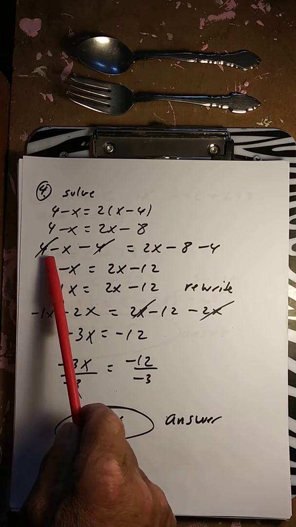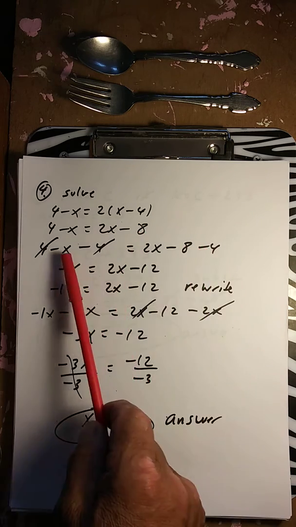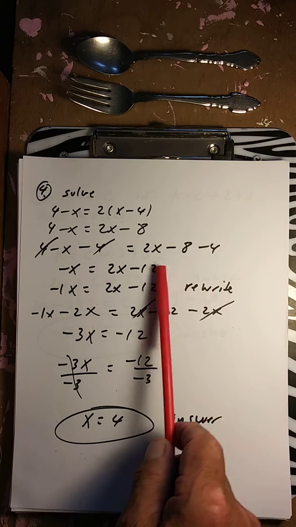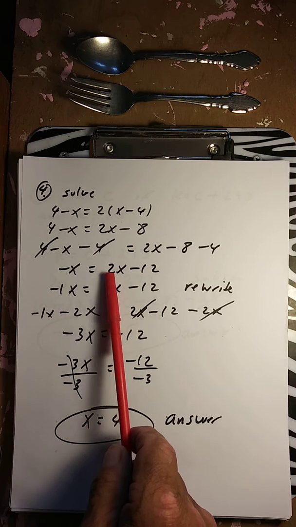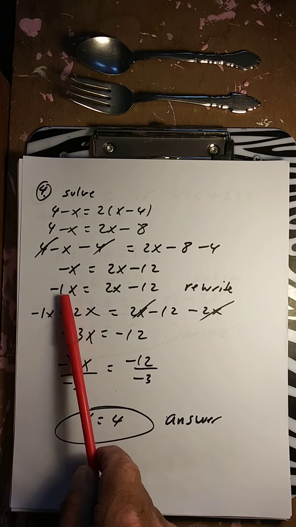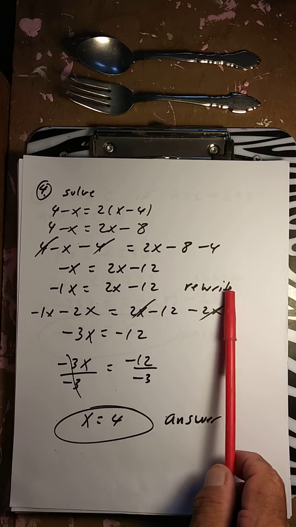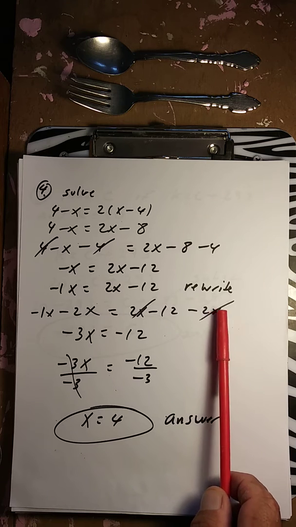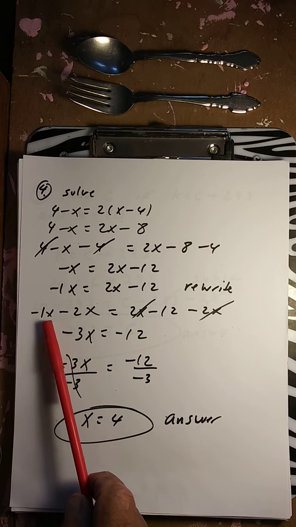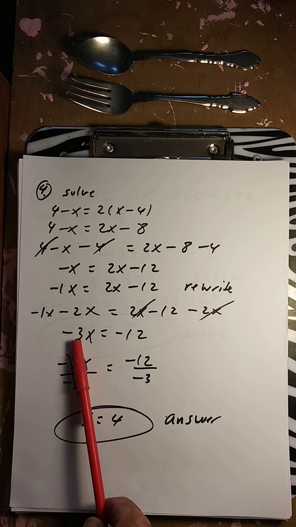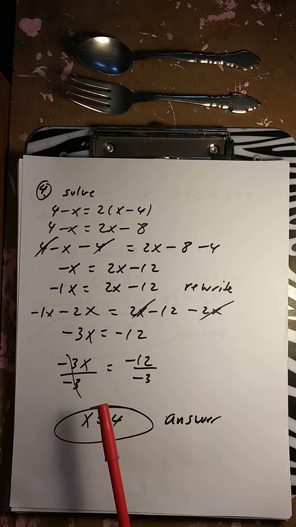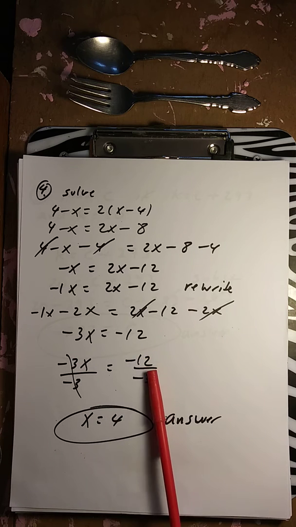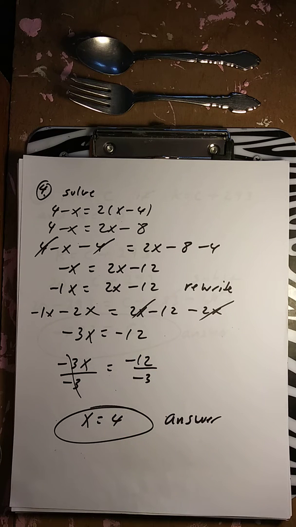So now we're going to go minus 4 and minus 4. These are gone. So 2x minus 4 minus 8 is a minus 12 right here. So we have negative x equals 2x minus 12. Rewrite this. Let's put a negative 1 in front of the x. And there, that's for that step. Rewrite it. So now we're going to go minus 2x, and these are gone. So we have negative 1x minus 2x is negative 3x. These are gone, so we have negative 12. Divide by negative 3, divide by negative 3. These are gone. So negative by negative is a positive 4.